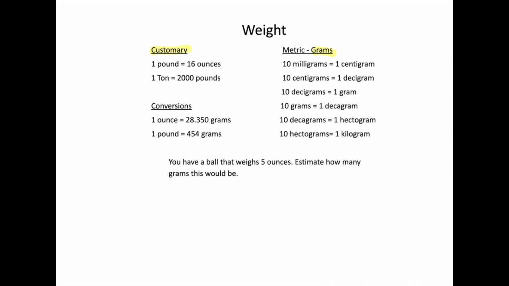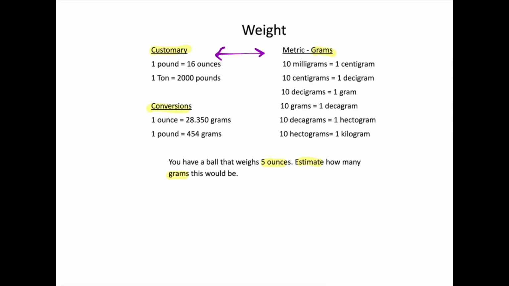Now, to go from the customary system to the metric and vice versa, we have some conversion factors that help us go from one system to the next. 2 of the main conversions are 1 ounce equals 28.350 grams and 1 pound equals 454 grams. We have a question at the bottom. It says you have a ball that weighs 5 ounces and it wants us to estimate how many grams this would be. The key word there is estimation. So just as in the other problems, we can round our conversion factors. Go ahead and pause the video and try this one on your own.